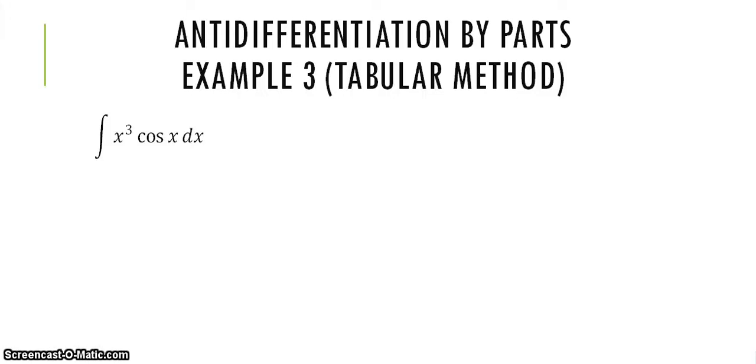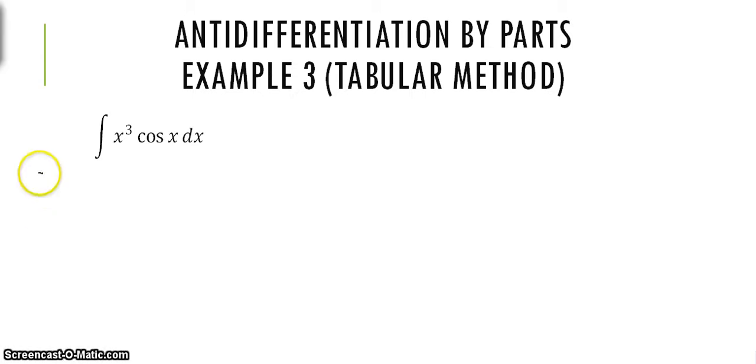So this last example is really just showing you an organizational tool for when you have to do repeated antidifferentiation by parts. You can tell that you will have to do repeated antidifferentiation by parts if the u you chose is something that eventually will get you down to the derivative is equal to 0.